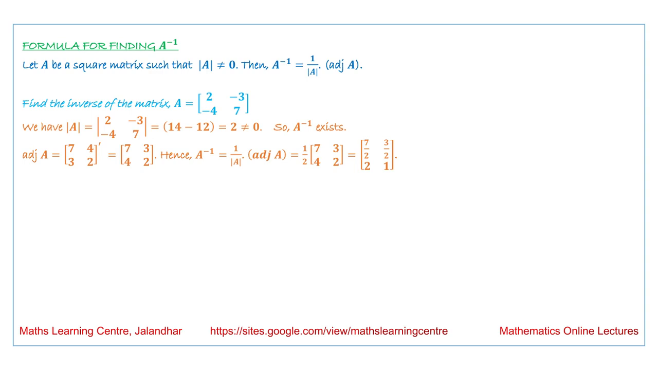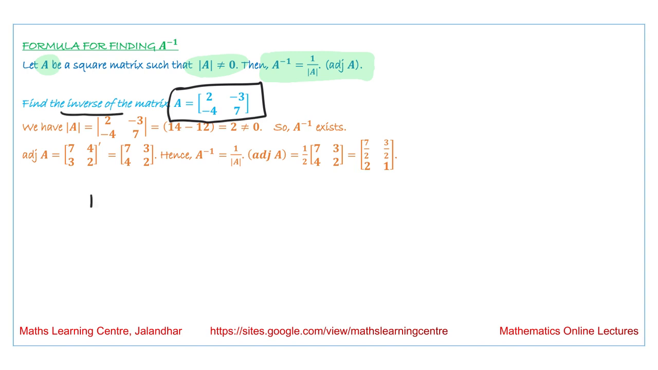So this formula we have already seen. If A is a square matrix and determinant of A is not equal to 0, then A inverse is equal to 1 over determinant of A into adjoint A. Now this matrix is given to us, and we have to calculate the inverse. One method we have already studied in our previous chapter was using the elementary operations. Now this is using the adjoint. We are going to find the inverse using the adjoint.